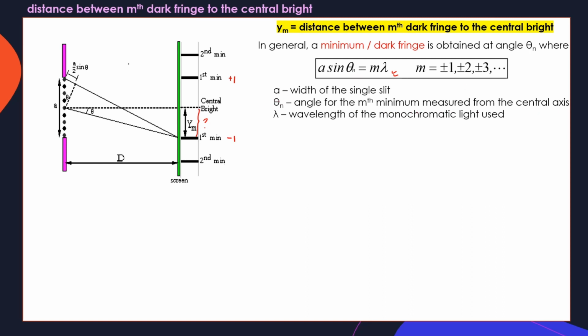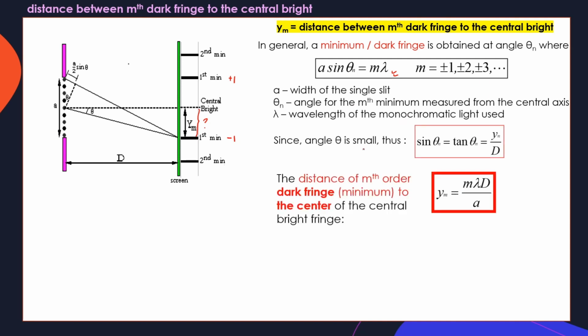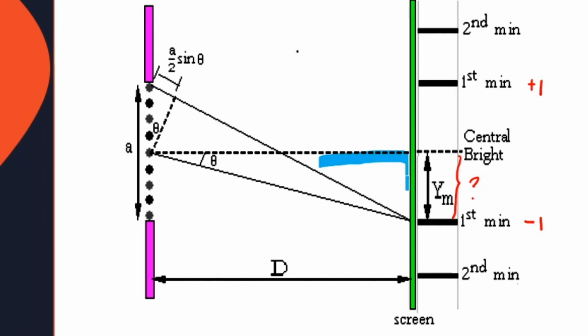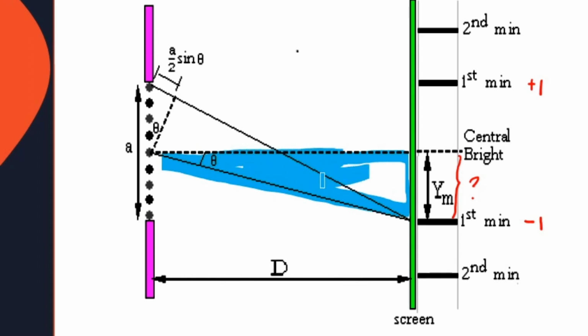So if we want to calculate at what angle the first dark fringe will be observed on the screen, this is the angle that we need to calculate. And lambda is the wavelength of the monochromatic light that we use in this experiment, for example. So look at this angle. Now let's highlight the triangle. This is the triangle that we are going to discuss, the one in blue.